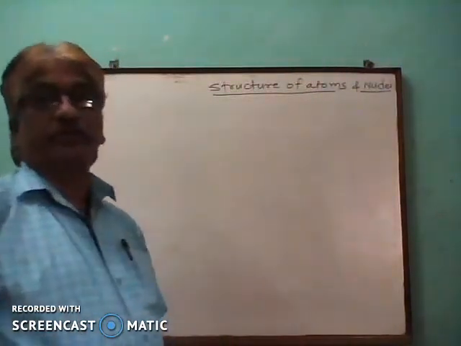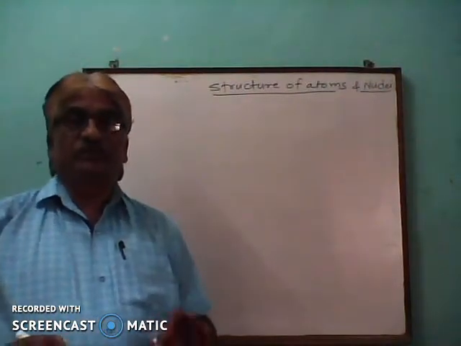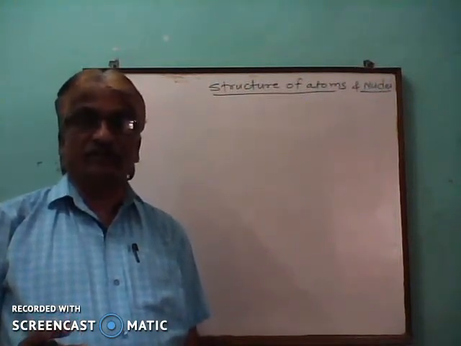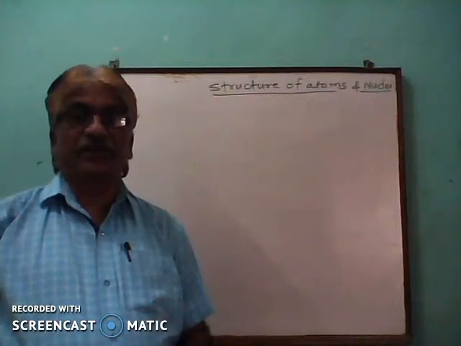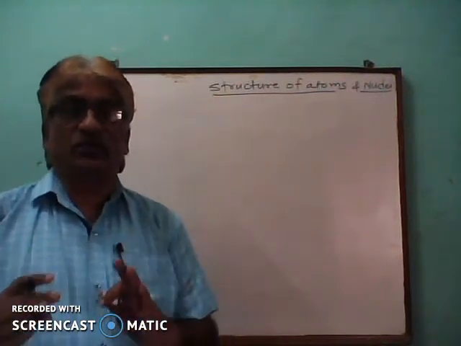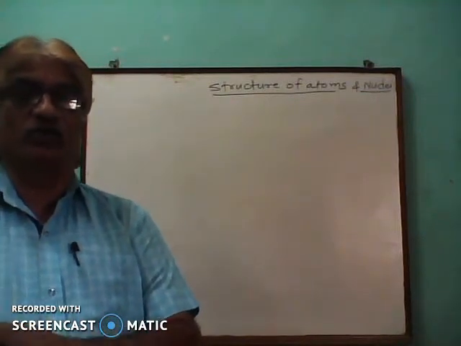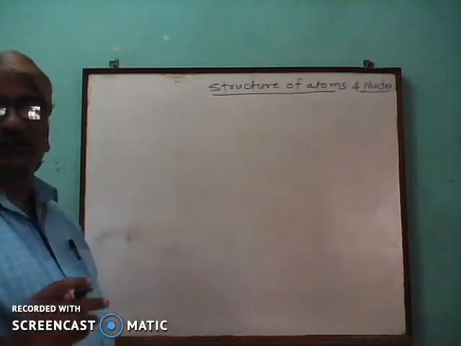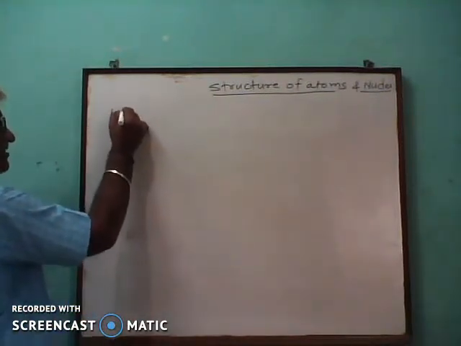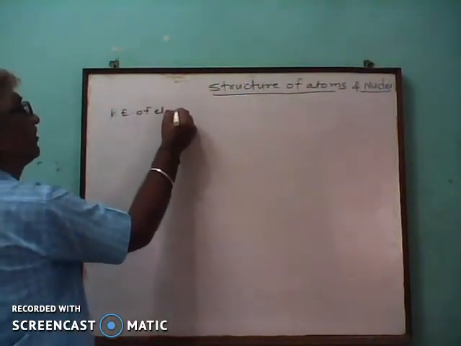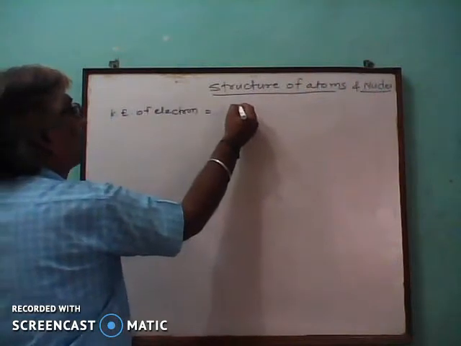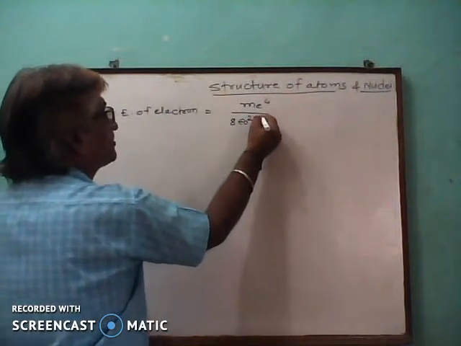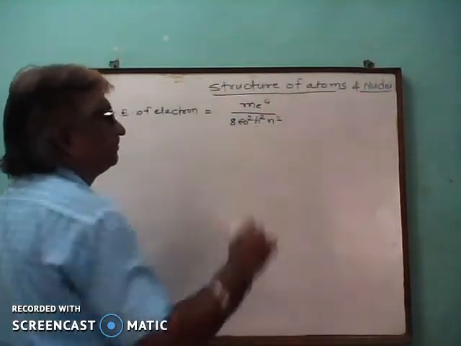In this chapter number 15, we have studied kinetic energy of electron and potential energy of electron. So in this period we have to study total energy of electron in Bohr theory of hydrogen atom. First of all, we see the formula. Kinetic energy of electron is equal to me raised to 4 upon 8 epsilon 0 square h square n square.